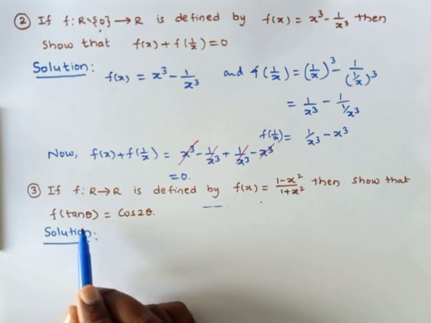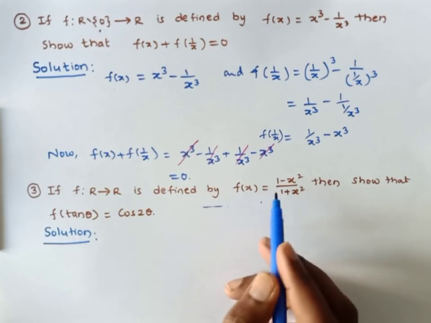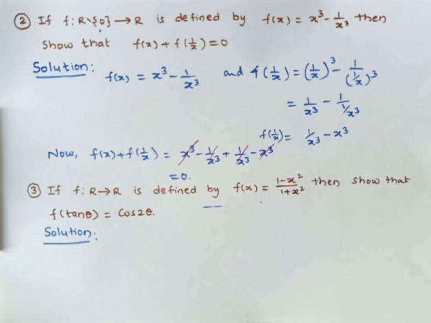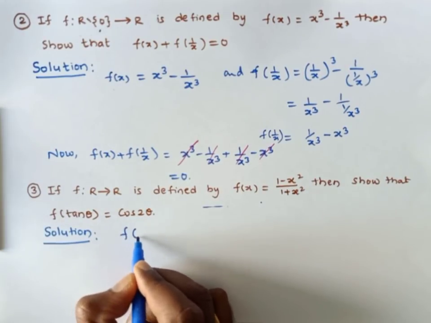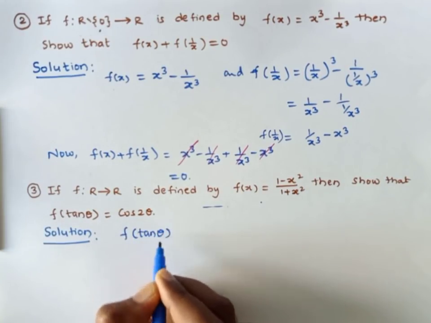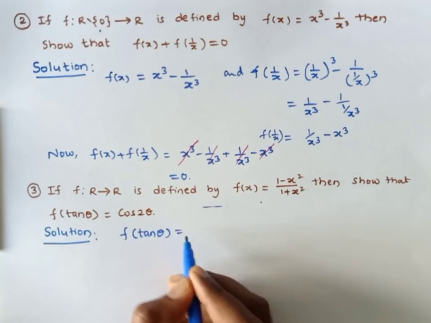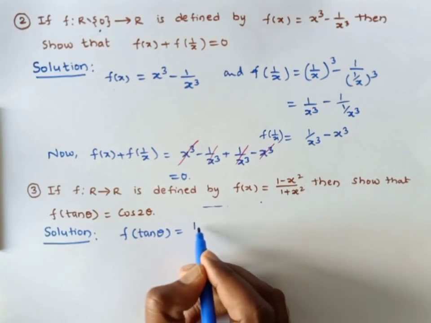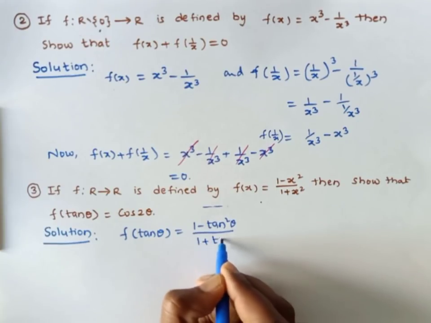Here we need to find f of tan theta. Already we have f of x. So by replacing x with tan theta, we may get a trigonometric expression. So you need to simplify that expression to get cos of 2 theta by using some trigonometric identities. Now try to simplify it first. So f of tan theta. Here what is our f of x? 1 minus x square by 1 plus x square. Then what is f of tan theta? Replacing x with tan theta, that is 1 minus tan square theta divided by 1 plus tan square theta.